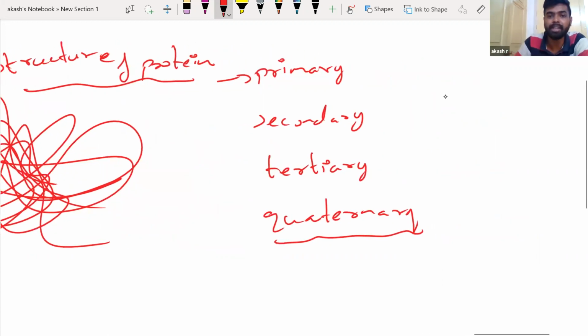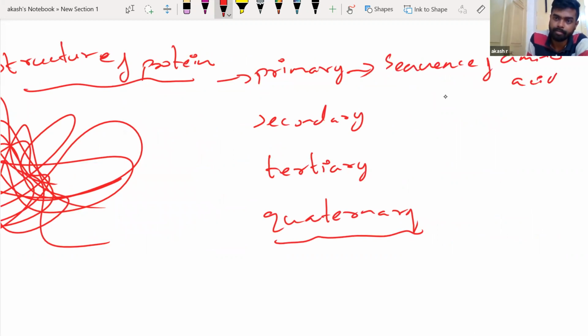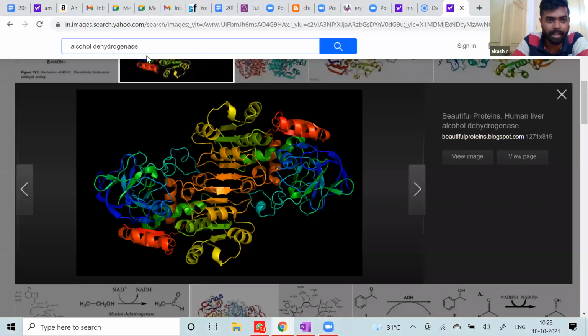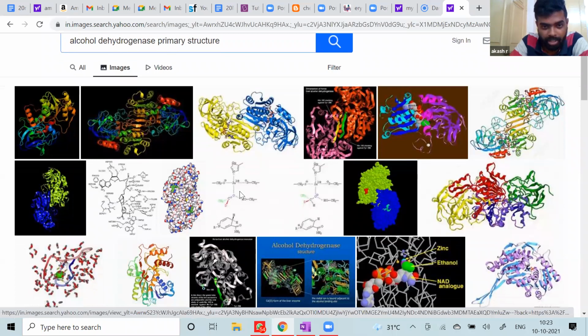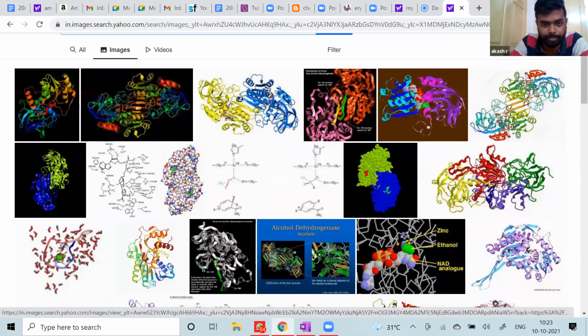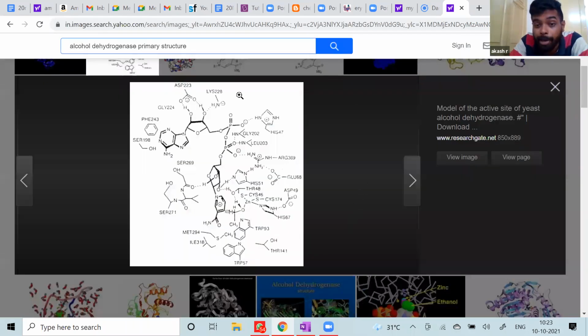Now what you have to understand is, what do you mean by a primary structure? Primary structure is the in-depth structure, in the sense it is going to give you the sequence of amino acids. Now wait, what do you mean by this? Say I write alcohol dehydrogenase. Now you see this, let me view it. Now you see this is the primary structure.